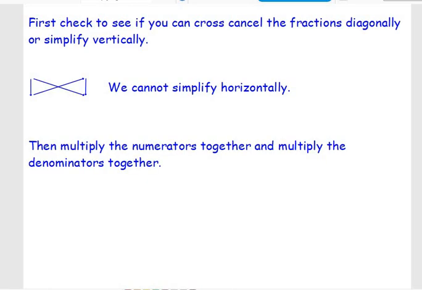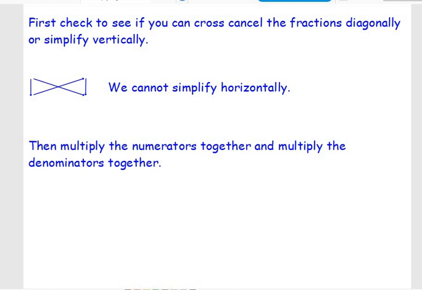So when we are multiplying fractions, before doing anything, we first need to check to see if we can cross-cancel the fractions diagonally or simplify vertically. Diagonally, we're seeing if we can do any cancelling down to make the numbers smaller and simpler to multiply. And vertically, we're looking to see if we can simplify the fractions this way at all. Some people call this the bow tie method because it looks a little bit like a bow tie.